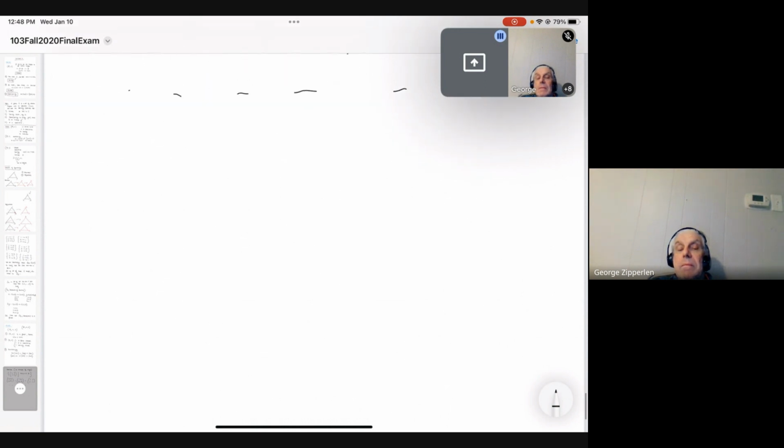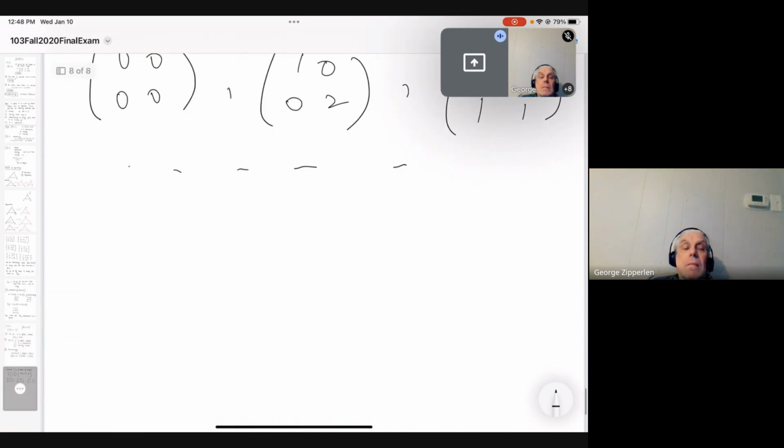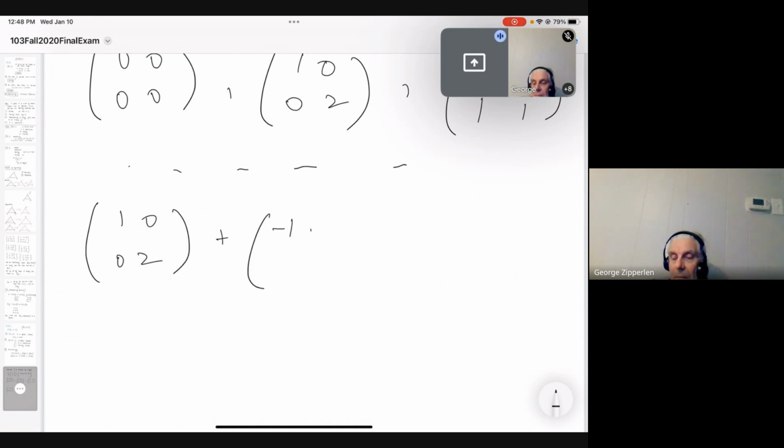So we want to show that these are examples of rings. How do we add two matrices? If I give you two matrices, let's just pick any two: 1 0 0 2, and then minus 1 0 0 minus 1. How do we add them?